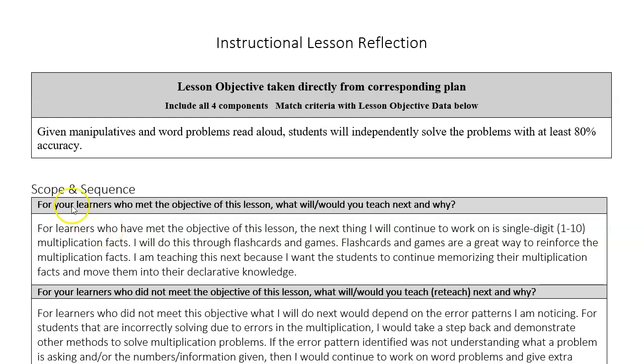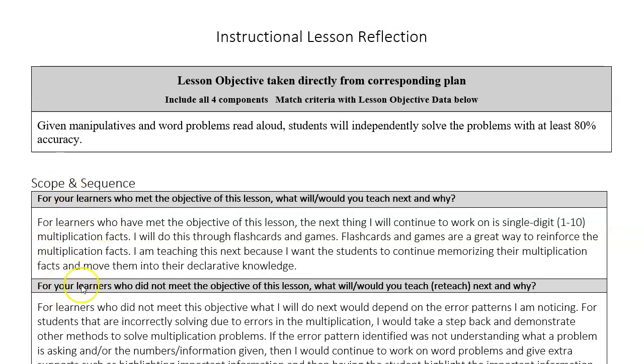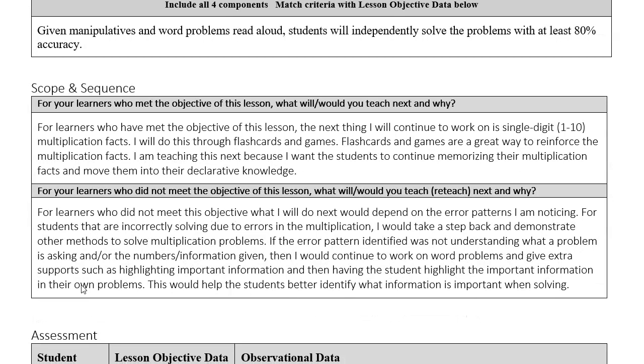The next step you'll think about is answering these reflection questions. The first question asks about what you will do or teach next and why for your learners who met the objective of this lesson. So think about the data that you collected and how the students did. The first thing you want to do here is think about the individual students who were able to meet the objective that you set before them. For this, what would be the next step that you want to teach and why are you choosing to do that? Be sure you include that why component.